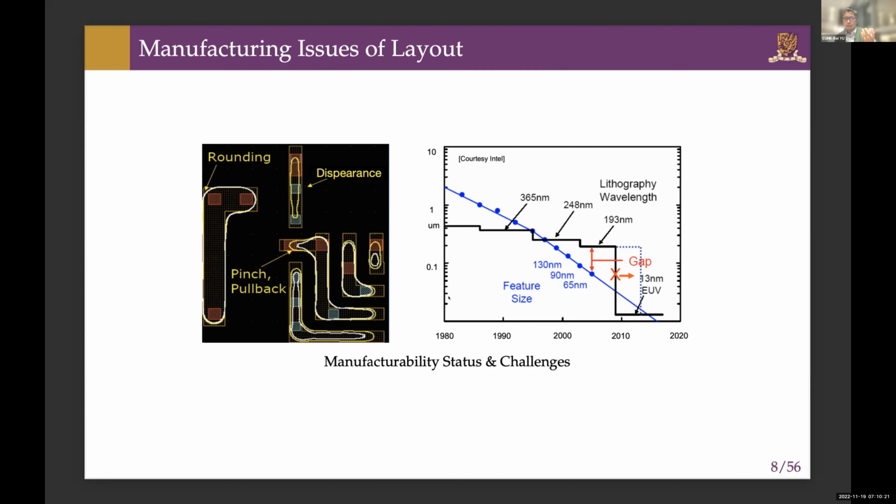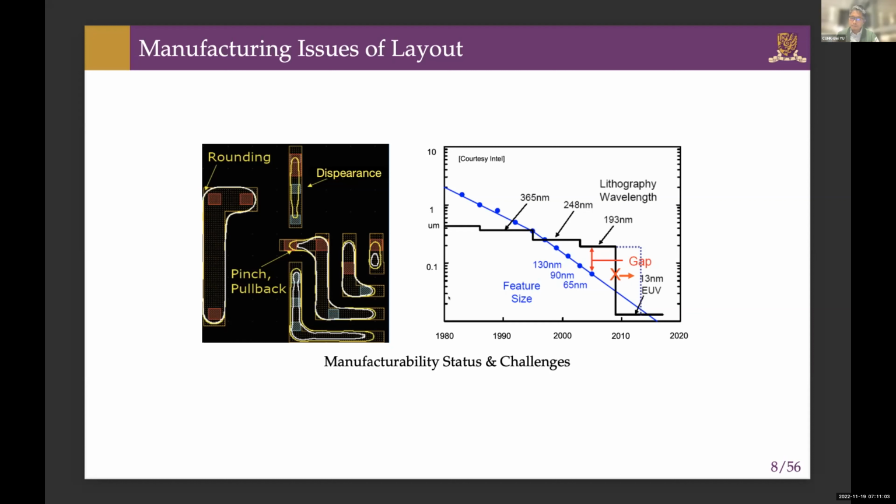This GDS file contains a bunch of rectangles. Different layers have different meanings, and this GDS file will be shipped to the foundry for manufacturing. But when we finish the manufacturing, what we get on the wafer may be a little bit different from the GDS file description. We can see some change in shape, for example, rounding on the corners, and also, if we are not well designed or the manufacturing has some problem, we may have some disappearance or even some big issues.